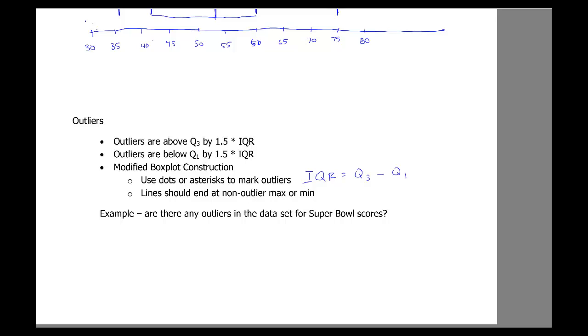So we're going to find out if there are any outliers in the data set we just used. So let's calculate the interquartile range. The third quartile was 60. The first quartile was 42. And that gives us an interquartile range of 18. And let's just simplify. Let's do 1.5 times IQR so we don't have to do that later. And that gives us 27. So this IQR times 1.5 in this case is going to be 27.